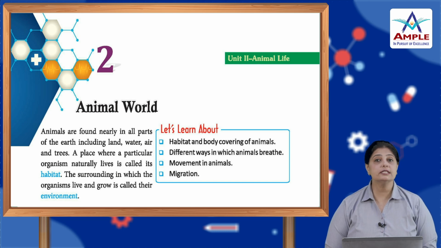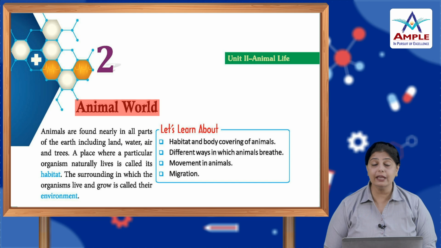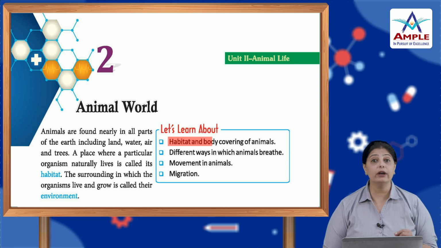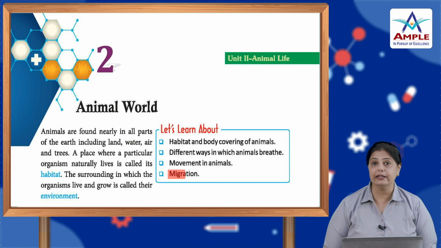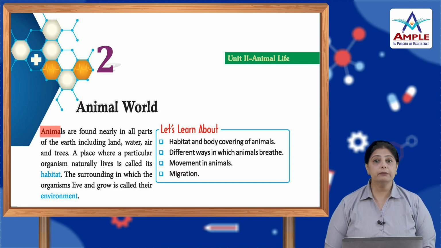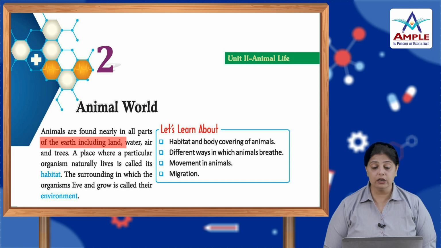So children, in science, now we are going to talk about the animal world. We've already spoken about the plant world, and we've seen how they reproduce. Now we are going to talk about the animal world and understand it better. So we are going to learn about habitat and body covering of animals. We're going to talk about different ways in which animals breathe, the movement in animals, and we are going to talk about migration.